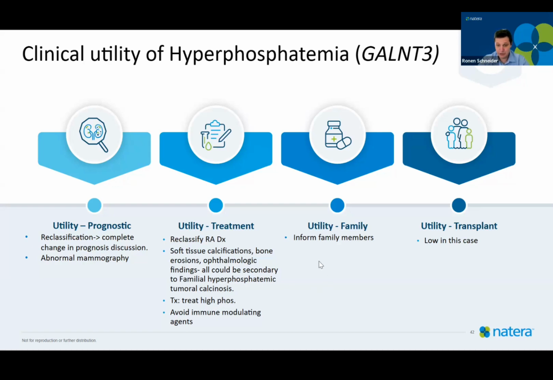The utility for family is just to screen other family members clinically to see if there are other people with hyperphosphatemia who could benefit from that knowledge, and we can avoid this diagnostic ordeal or misclassification of disease, like with our patient, and treat or target the hyperphosphatemia levels. And the utility for transplant here is probably low because her kidney function is normal and she's not expected to develop end-stage kidney disease. Next slide.